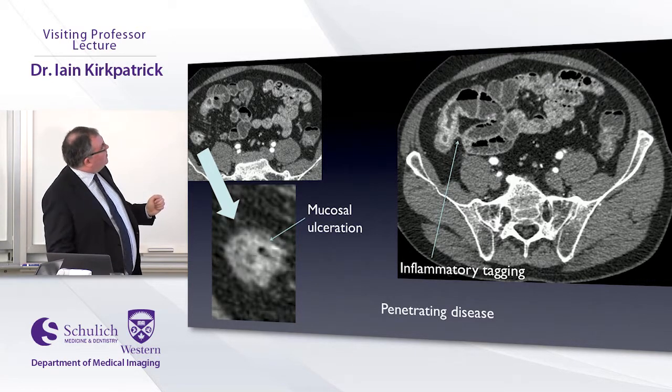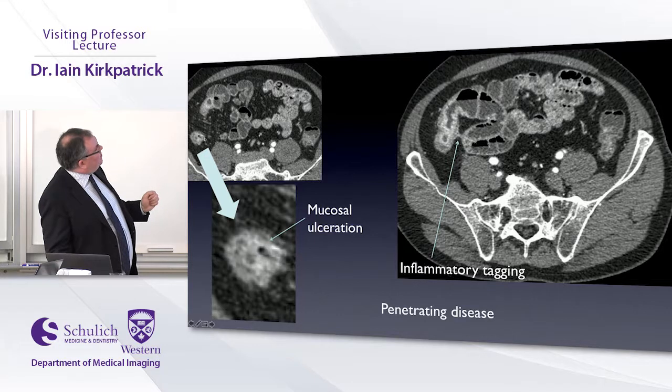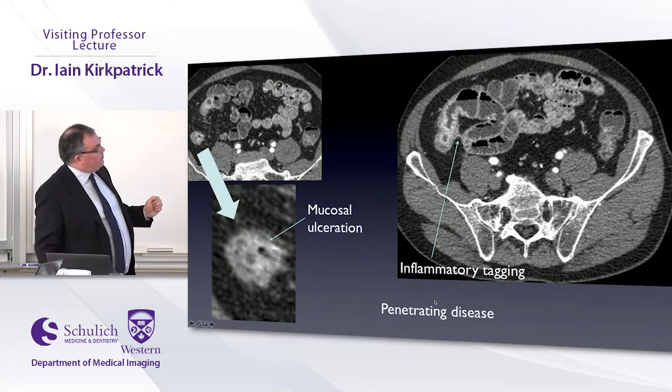I know this is a little pixelated, but if you look up here, this is actually the lumen of the bowel, and this is a little pocket where it's ulcerated, and you can see the enhancement outlines the ulcer. So it's kind of a harbinger of worse penetrating disease to come. And this patient actually already had a little inflammatory tag where you could see that if left untreated, that might become a fistula down the road.